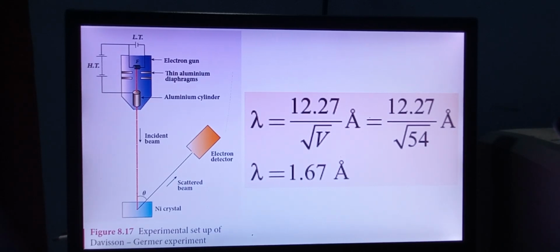Next, experimental setup of Davisson and Germer experiment. So in this case, HT is high tension battery and LT is low tension battery, and F is the filament, and aluminum cylinder, and incident beam to the nickel crystal, then it is scattered beam, then electron detector. The formula lambda will be equal to 12.27 by square root of V Angstrom, which is equal to 12.27 by root 54 Angstrom. The final value lambda will be equal to 1.67 Angstrom.